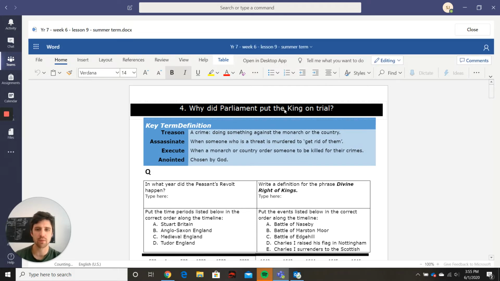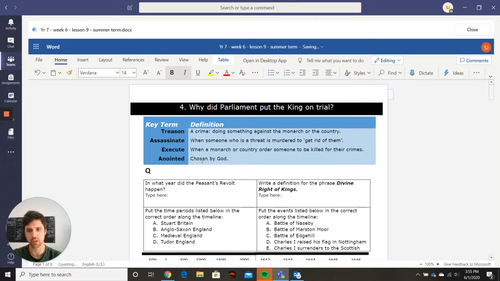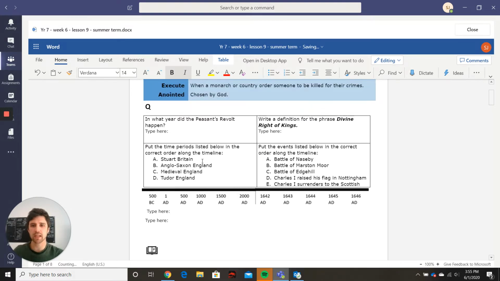First thing to note, obviously, you need to go ahead and read the title of this lesson, Why Did Parliament Put the King on Trial? And the key terms: treason, assassinate, execute, and anointed. And you need to read the definitions too. Once you've done that, you can go ahead and get started on the quizzes.